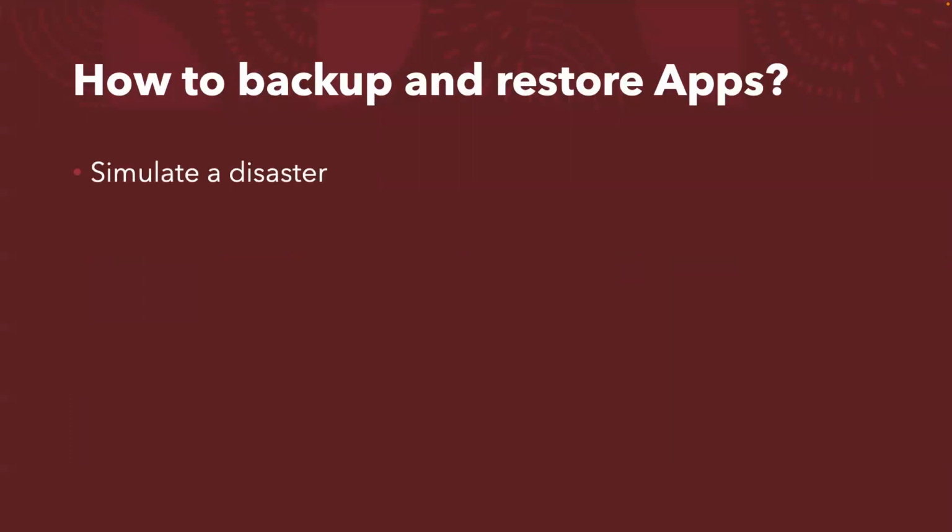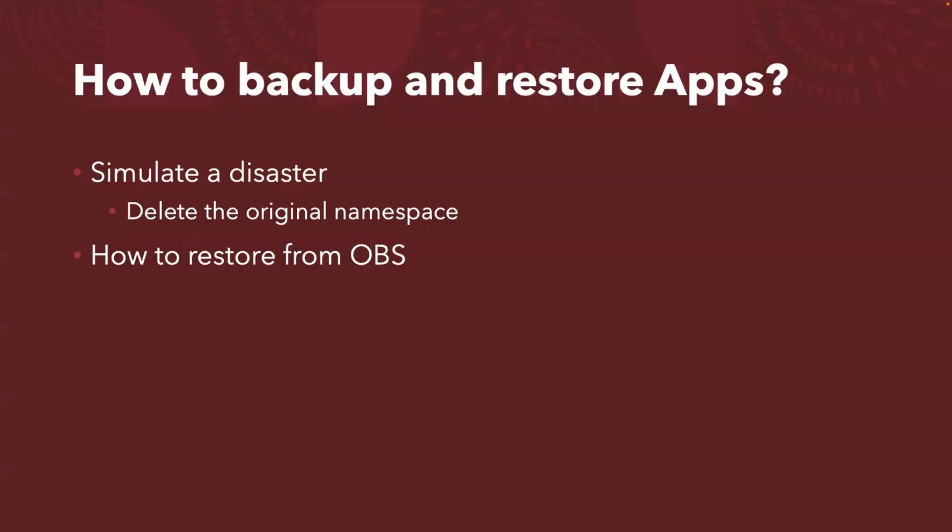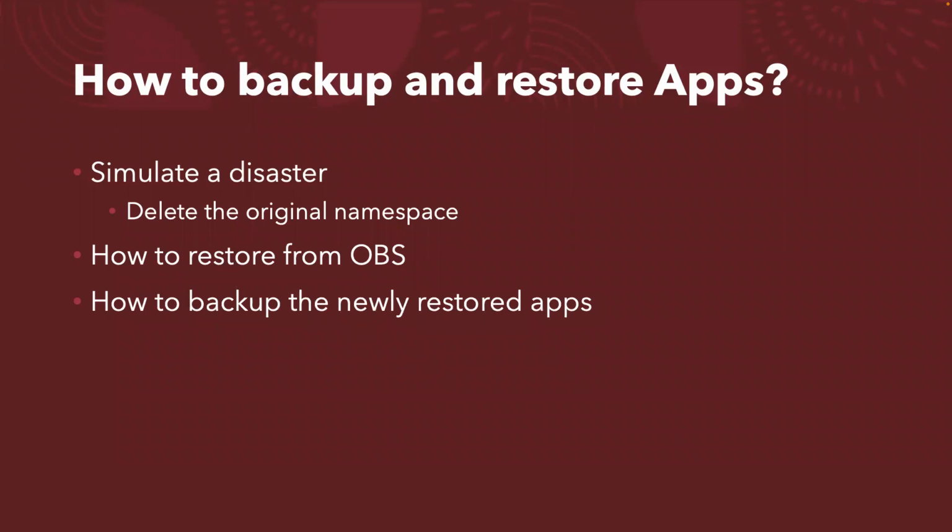I'm going to simulate a disaster by deleting the original namespace, and then I will show you how to restore from the object storage. I'm assuming my container storage is gone, and showing how to recover from the external object storage. After the restore finishes, I will show you how to back up the newly restored application.